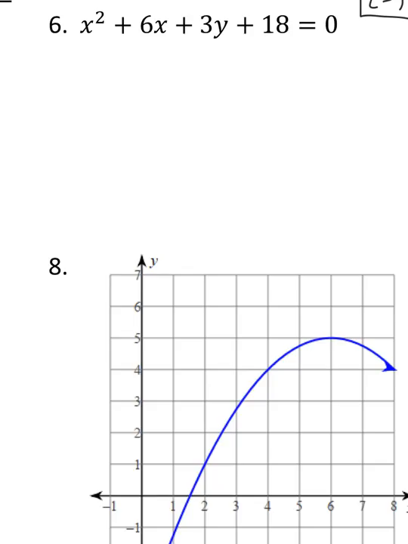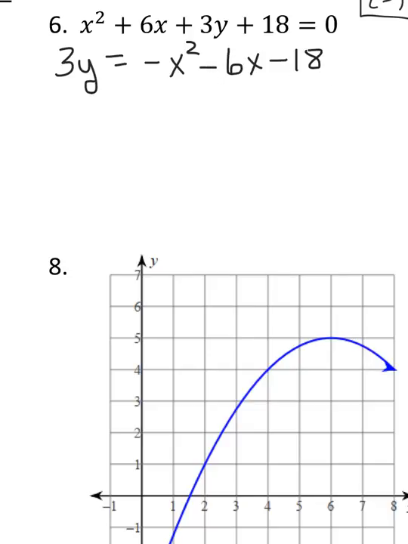All right, with number 6, we're going to do the same thing, except we may have a couple of extra steps. So I'm going to go ahead and solve this for y and make it y equals and then some equation. For my first step, I've moved the x term to this side. I've also moved the 6x, subtracted that, and subtracted the 18. So I ended up with 3y equals negative x squared minus 6x minus 18.